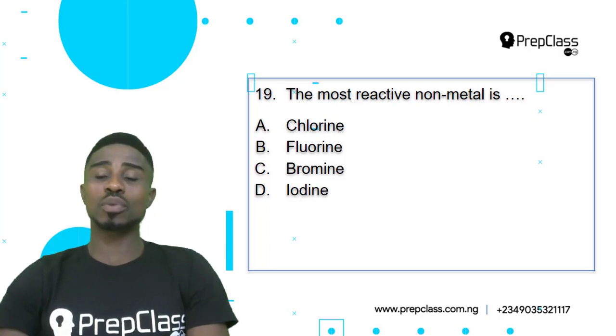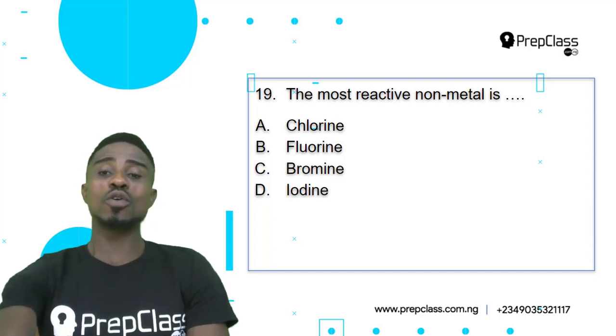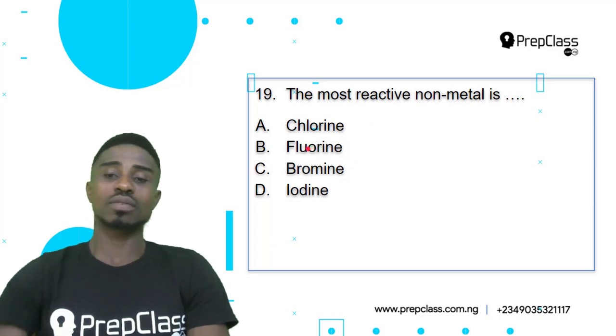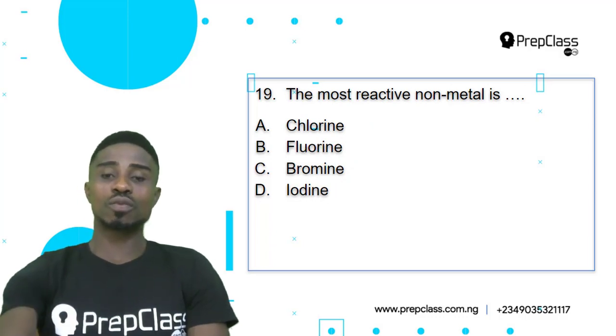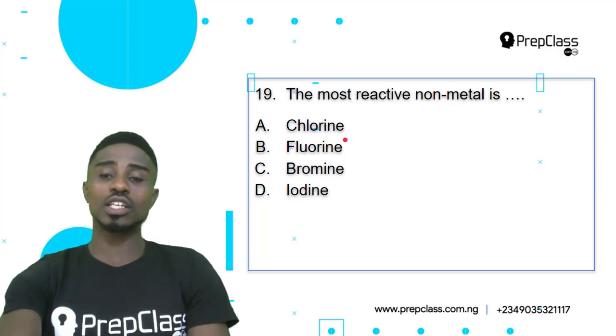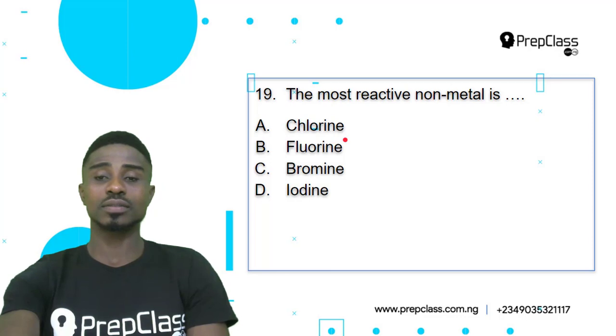And in a periodic table, a table where the elements are arranged based on their reactivity and their properties, fluorine sits at the top of all of these elements because it is the most reactive. So option B, fluorine, would be our correct answer. So I'm going to read out this explanation for us to better understand.